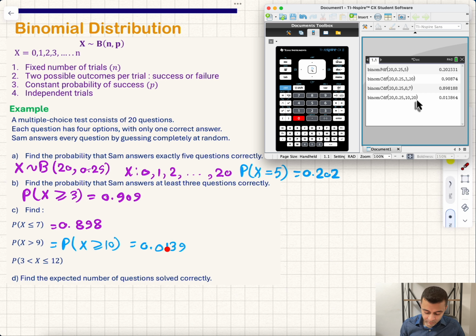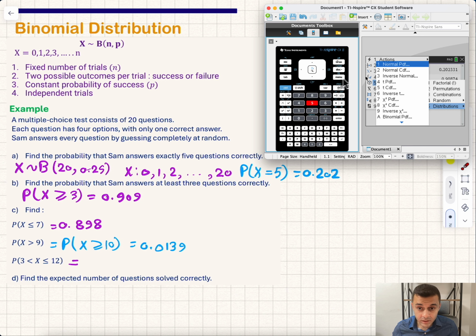It's nearly 1%. Now here, the probability of x between 3 and 12, but more than 3, not including 3 itself, but including 12, like solving more than 3 questions correctly, so a minimum of 4, but a maximum of 12 itself. So here, keep in mind the lower bound will not be 3, it will be 4, because 3 is not included, but the upper bound will be 12 as written, because 12 is included.